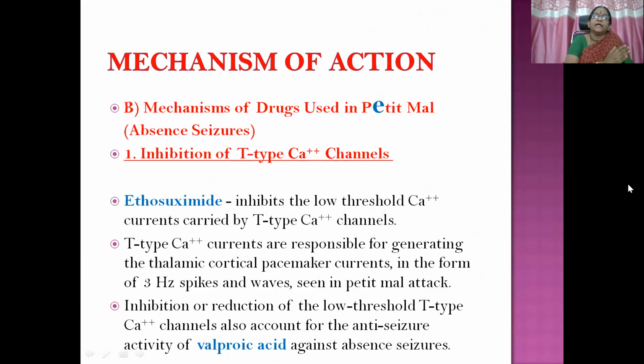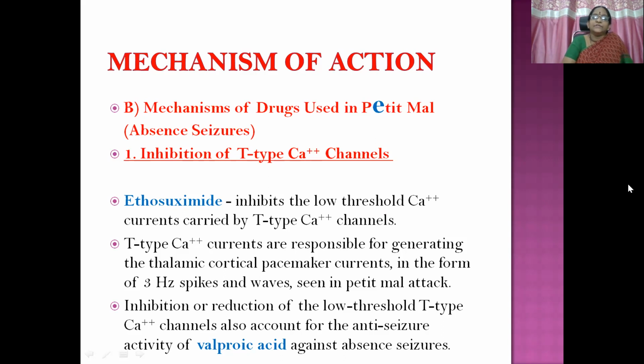Then that is for generalized seizures, mechanism of action of anti-epileptic drugs. Okay, sodium channels involvement, calcium channel involvement, enhancing GABA and decreasing glutamate, and synaptic vesicular protein. All these mechanisms will be there.